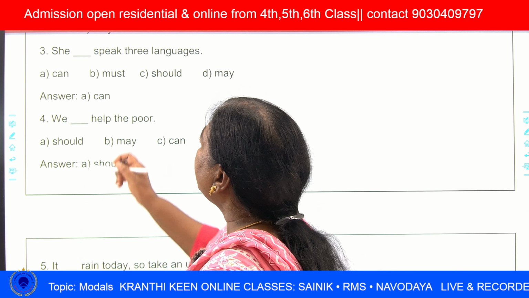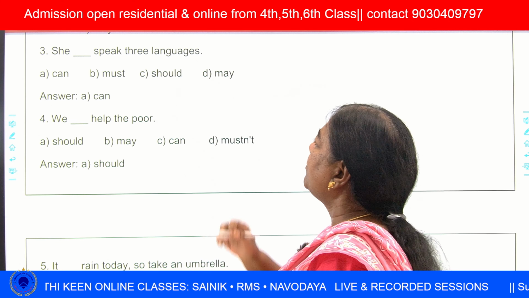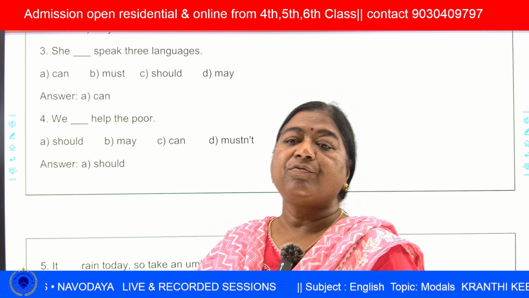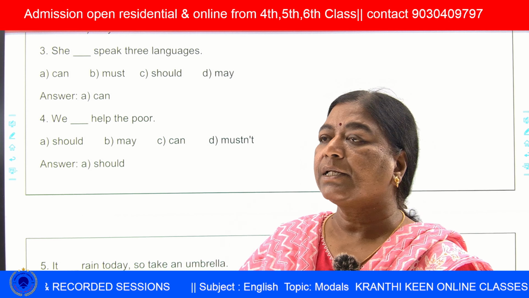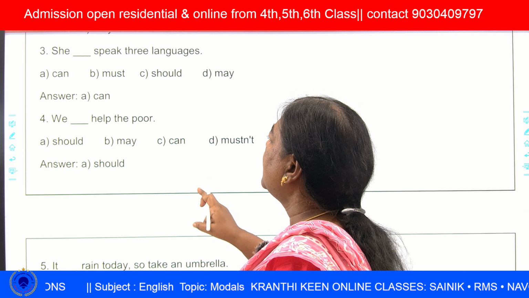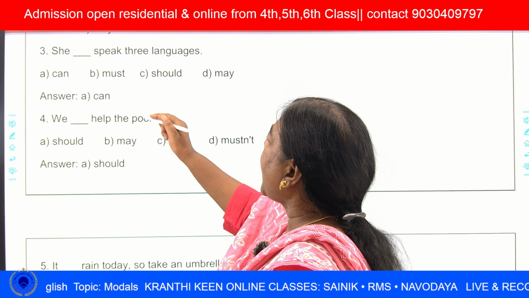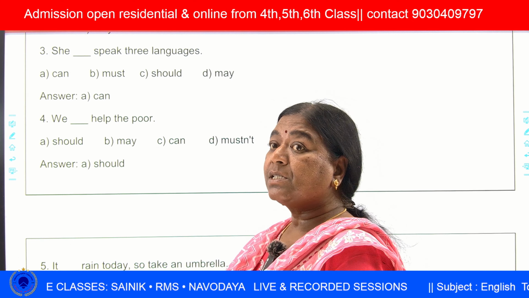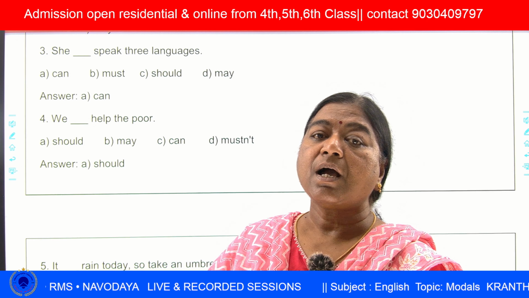Third, she dash speak three languages. Now, this tells the ability of a person. The person can speak, right? So she can speak three languages, or she must speak three languages, that is, we are trying to be harsh.